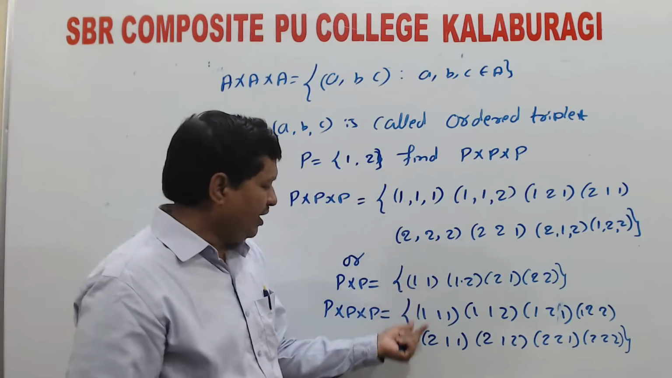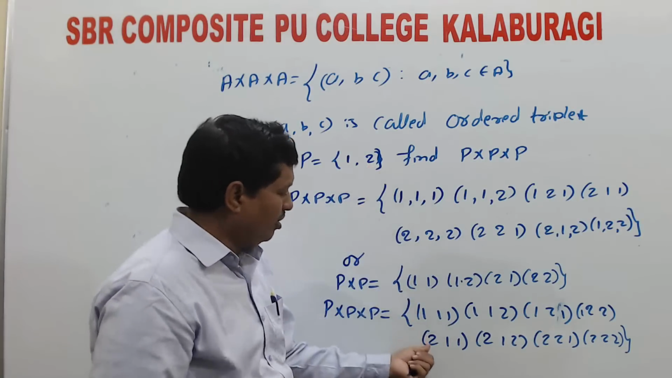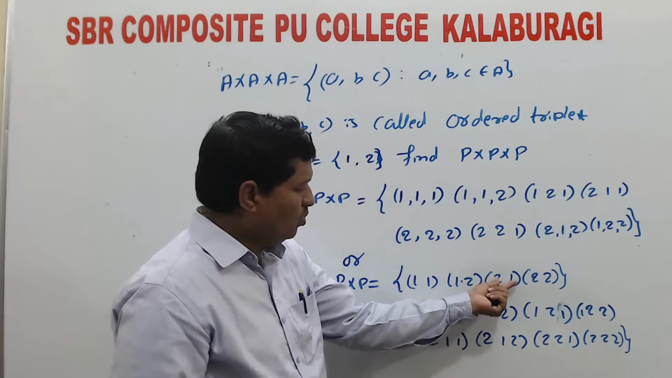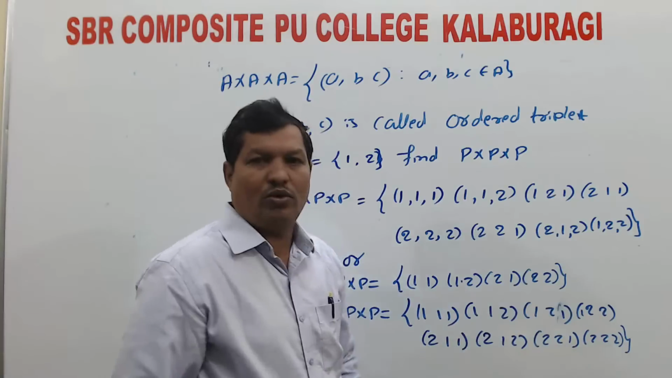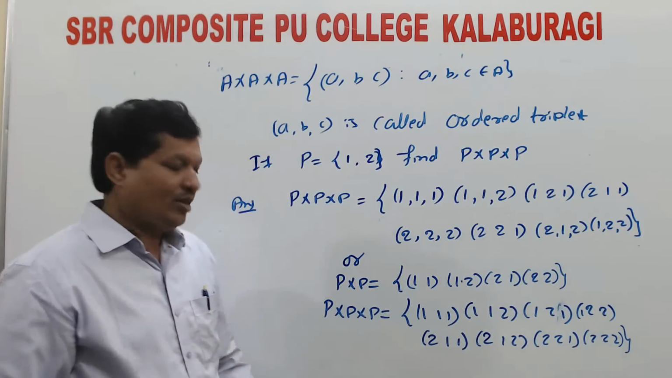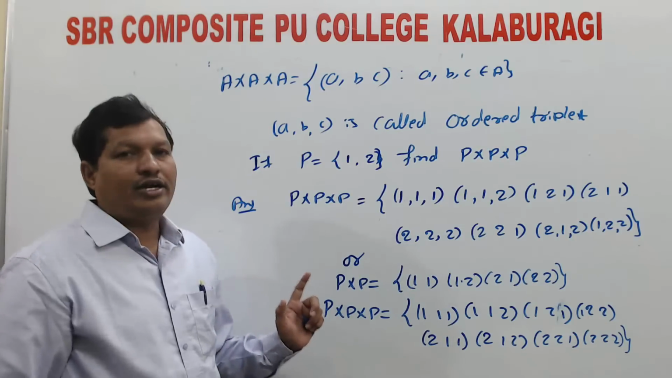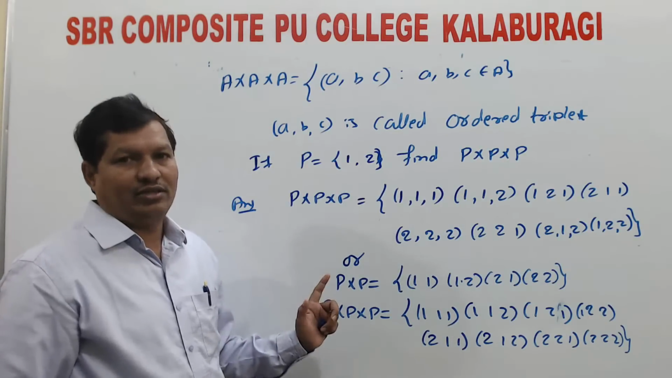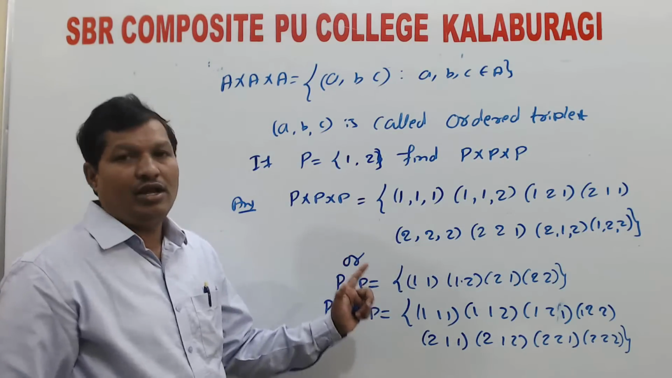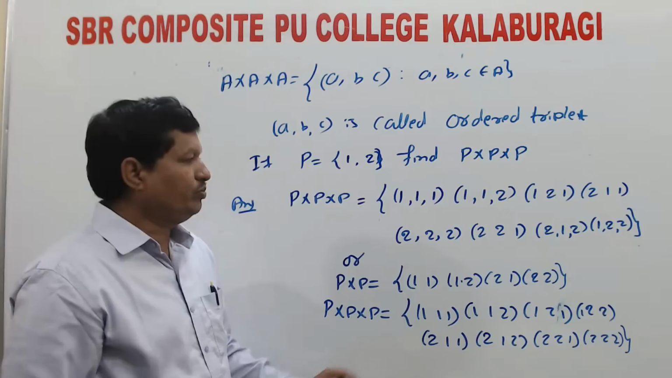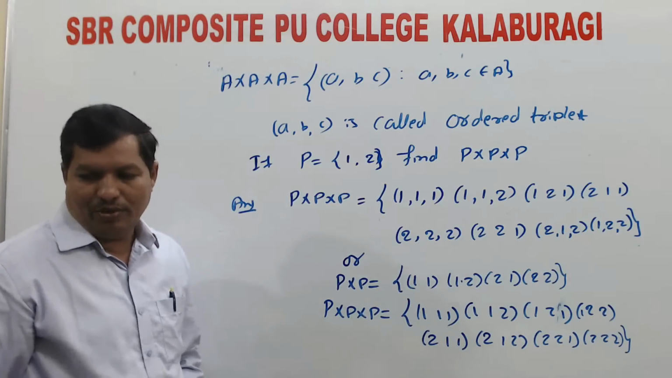So again one more element is 2. 2 again with 1 1, 1 2, 2 1, 2 2. Okay. In this you have to write P cross P cross P. So an ordered triplet is not easy to write, because you have to write all the combinations of elements. One more example.